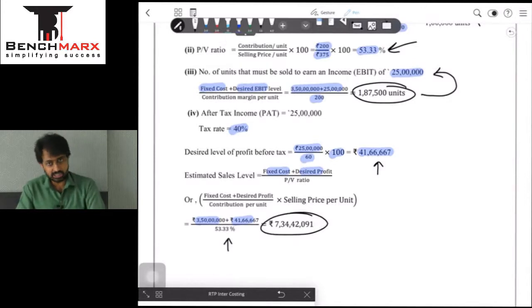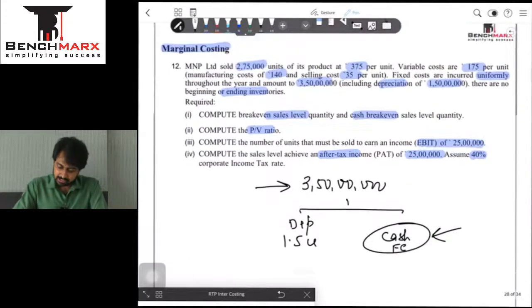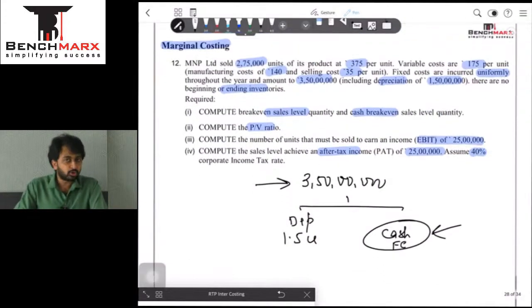And I will get the sales value to earn a post tax return of 25 lakh. 25 lakh is post tax, which means 25 lakh corresponds to 1 minus tax rate. Tax rate is 40, which means 25 lakh corresponds to 60. What corresponds to 100? That is 25 lakhs upon 0.6. I will get the pre-tax number. Extremely simple. One more question gone. It was a fairly simple question. Sums like these are very scoring. You cannot afford to make mistakes in these types of questions.